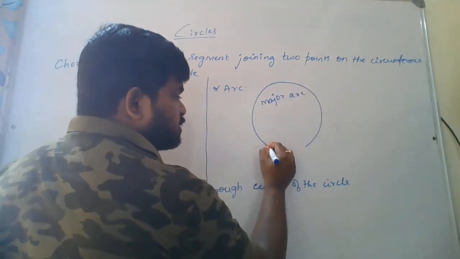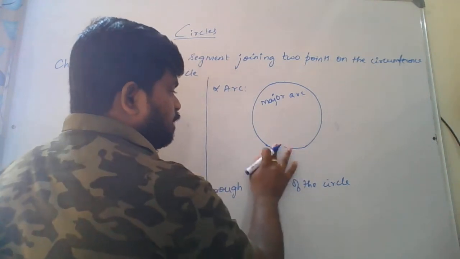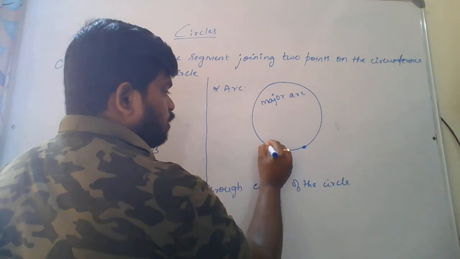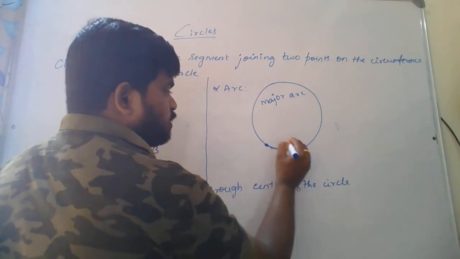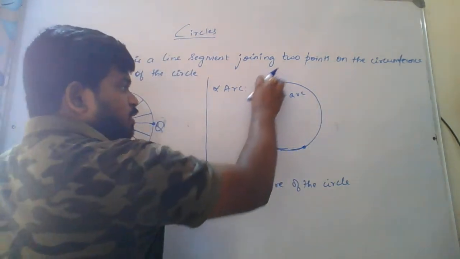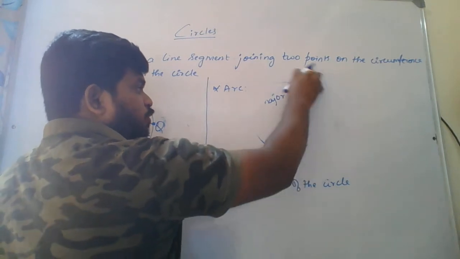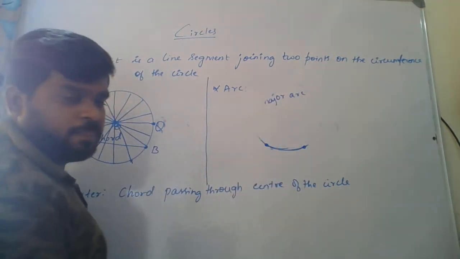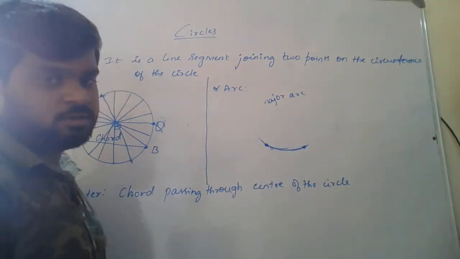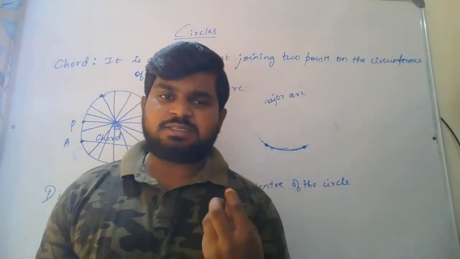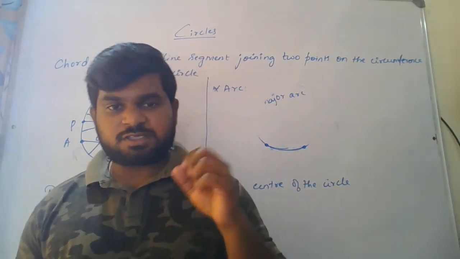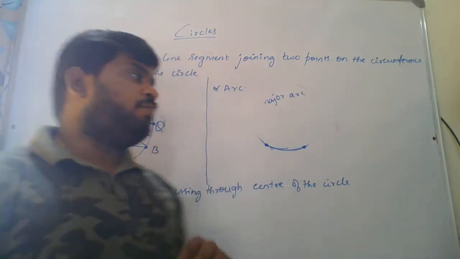Suppose if you take this, let me draw it properly. Suppose if you take only this, forget the top one. If you take only this, which is a small part of the circle again, this is known as minor arc. Okay. So basically what is the arc? It is just a part of a circle. If it is bigger in size, major arc. If it is smaller in size, minor arc.